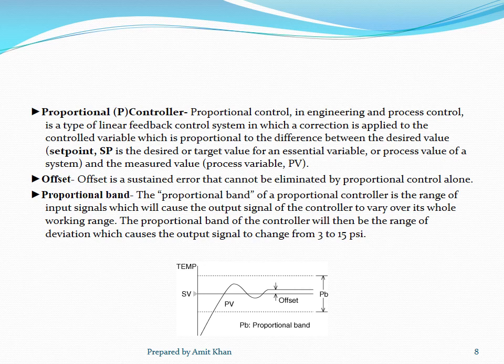Next is what is proportional band. The proportional band of a proportional controller is the range of input signals which will cause the output signal of the controller to vary over its whole working range. The proportional band of the controller will then be the range of deviation which causes the output signal to change from 3 to 15 psi.